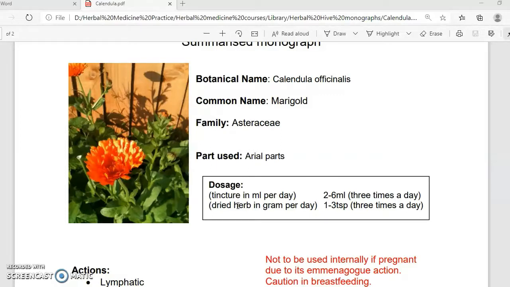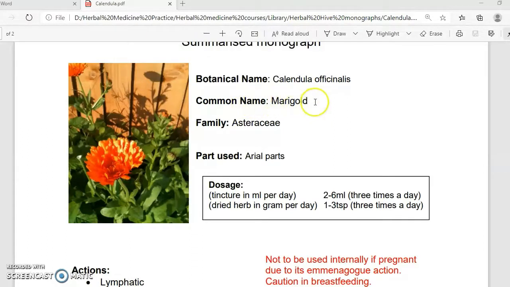So I'll go through the sections so that you can see what each of the sections mean. So this is my summarized monograph. If you're signed up to my Herbal Hive library, you'll recognize them because these are the ones that I have in there. So first of all, you'll have the botanical name, Calendula officinalis. Now these do change, so I wouldn't be too worried if some of them are the slightly older name.